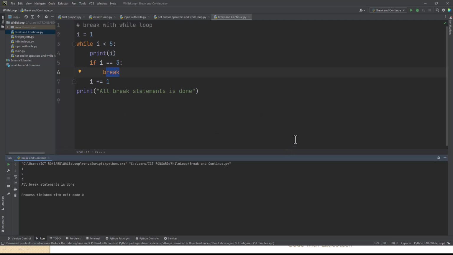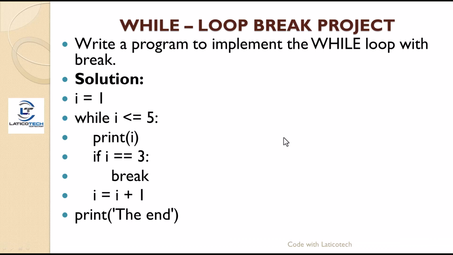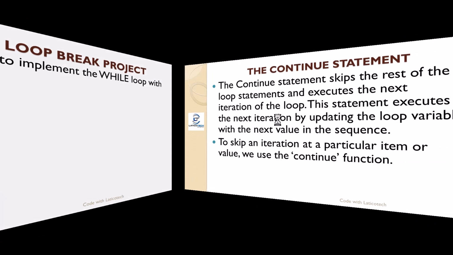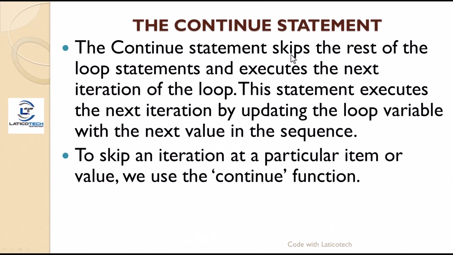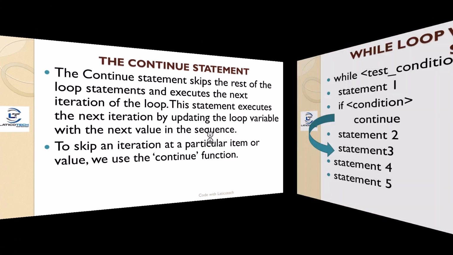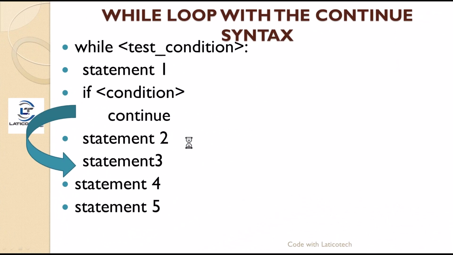Let's look at how the continue statement works. With the continue statement, it skips the rest of the loop statements and executes the next iteration of the loop. This statement executes the next iteration by updating the loop variable with the next value in the sequence. To skip an iteration at a particular item or value, we use the continue statement.